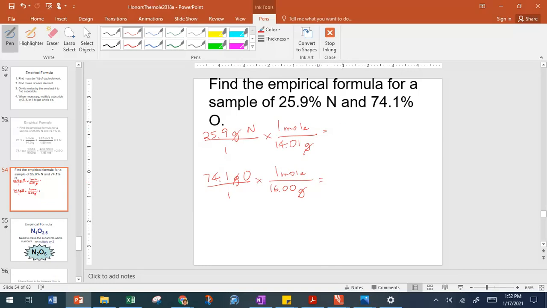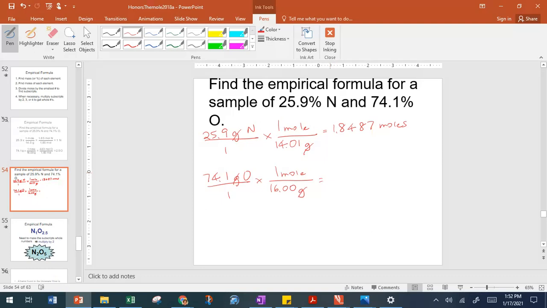Now, when I do this, I want to keep maybe 3 or 4 places past the decimal. So do not start rounding for significant figures. If you do, sometimes you lose important insight into the problem. So we have 1.8487 moles. So I did not round that to 3 significant figures.